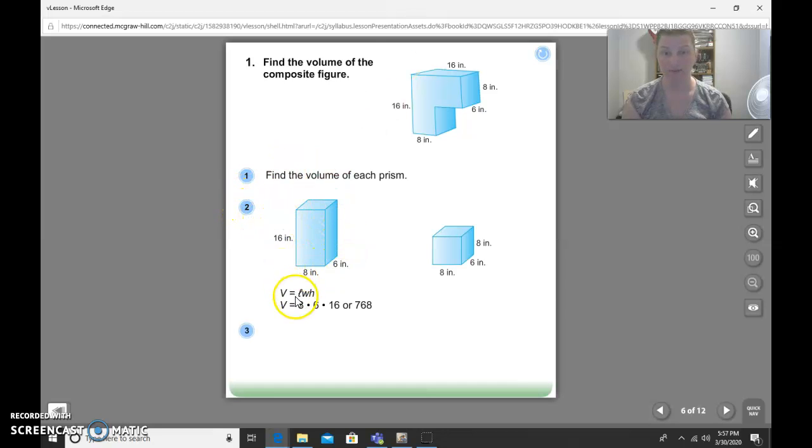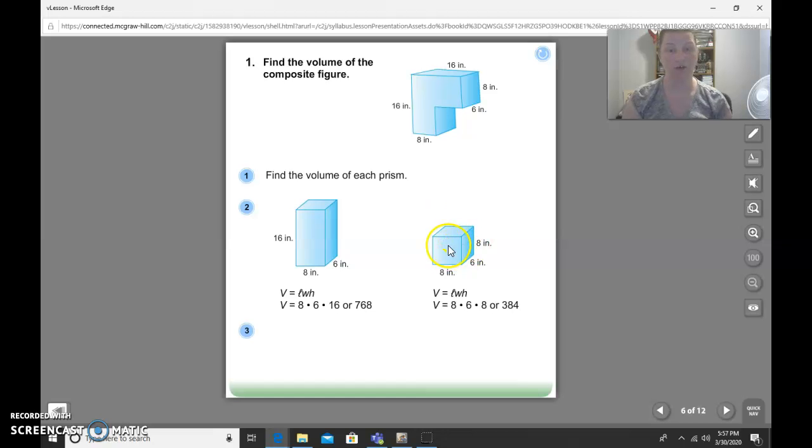There's one prism. Volume is length times width times height. So you're going to say 8 times 6 times 16, because you have 16 here and you have 8 here and 6 going this way. So 8 times 6 times 16. Your answer there is 768.